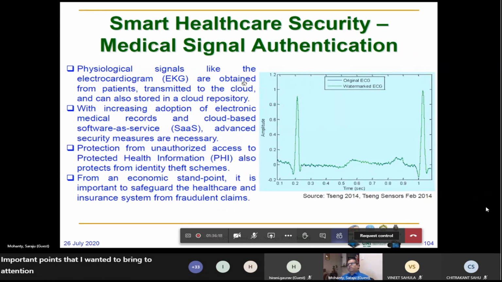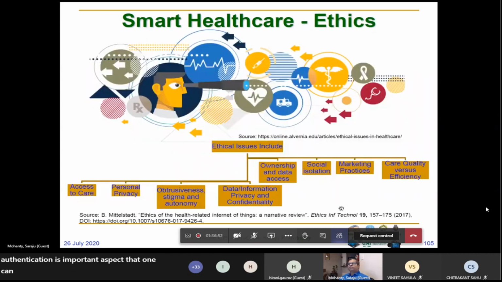That is, in smart healthcare, when we have a lot of data, a lot of records, sometimes the records may get exchanged. Like one user's data can be swapped by mistake. So it happens. Wrong prescriptions, wrong medication, other things are happening from time to time in the medical sector. So how do we ensure that all the medical records are correctly tied to the different patients? That's why signal authentication is an important aspect that one can think of solving.